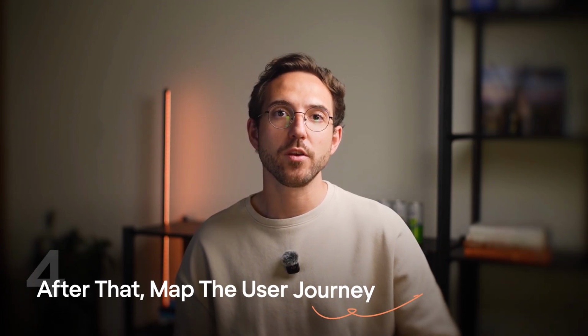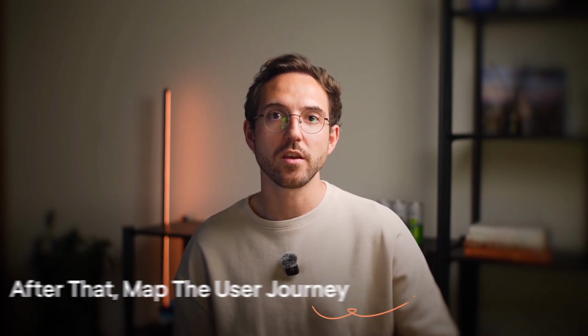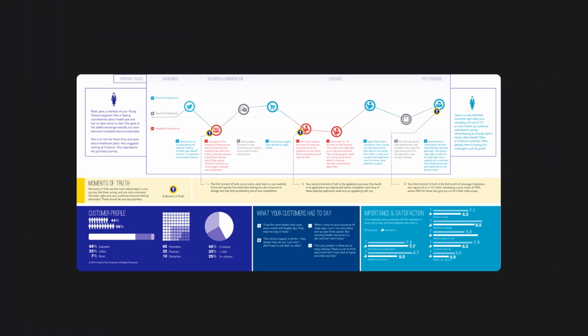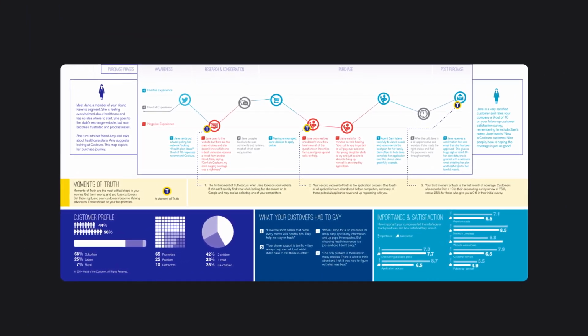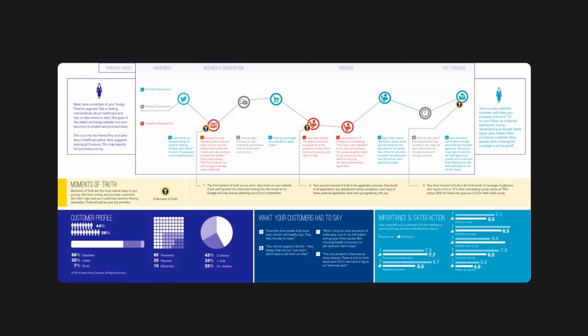After that, map the user journey. This is where design thinking really kicks in. Walk through the experience step by step, from the first interaction to the moment the user gets value. If the journey feels confusing on paper, it will be worse in the product. We often discover unnecessary steps here and remove them before a single screen is designed.